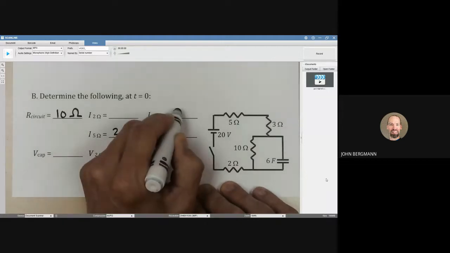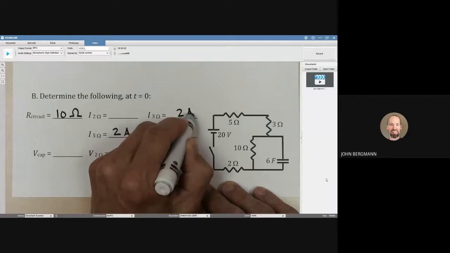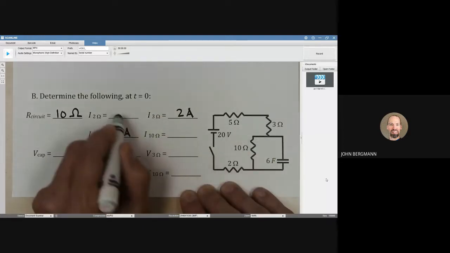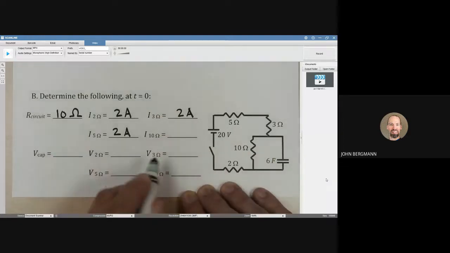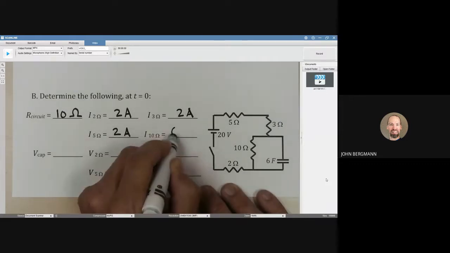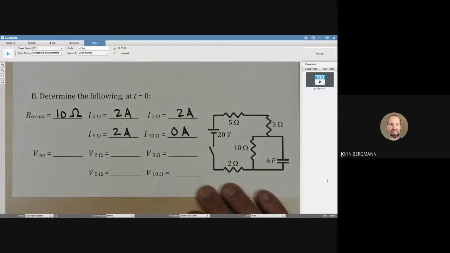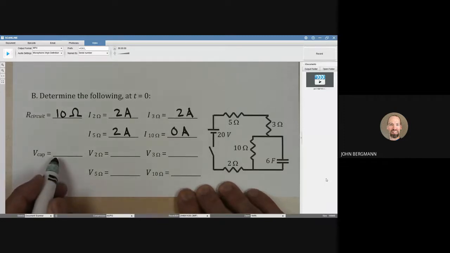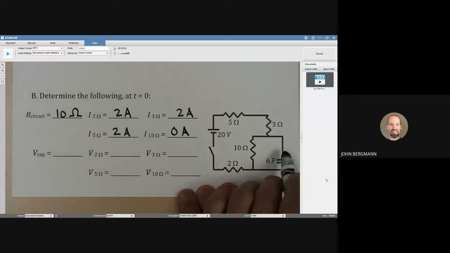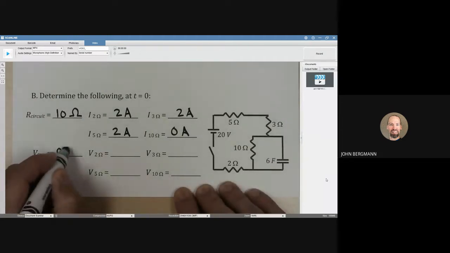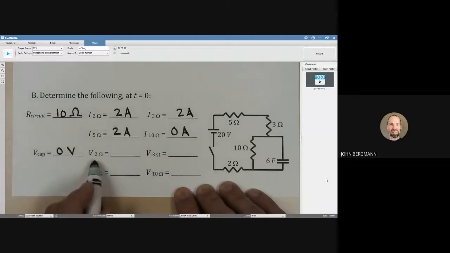That's going to be the current that's going through the 3 ohm resistor. That's going to be the current that's going through the 2 ohm resistor. But the current through the 10 ohm resistor, nothing at that first instant. The pressure difference across the capacitor, well, remember, the capacitor essentially acts like a wire. So there's no pressure difference at that first instant of connection. And the pressure difference across each of these resistors then will be equal to I times R.